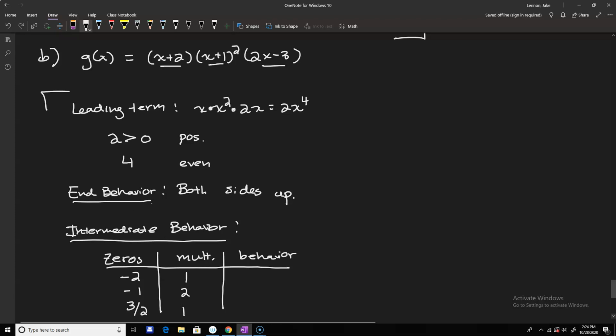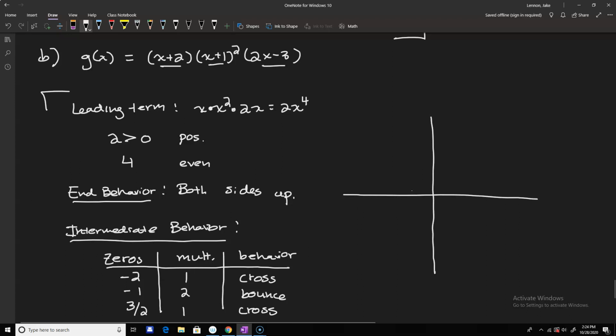Again, remember, when the multiplicity is an odd number, it crosses, and when it's even, it bounces. So 1 is odd, so we cross. 2 is even, so we bounce. And 1 is, again, odd, so we cross. So we are cross, bounce, cross this time. And from there, we can just sketch the graph.